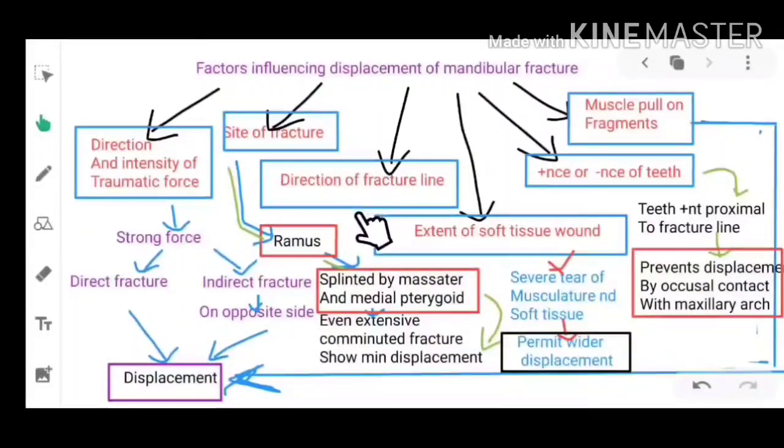Now, direction of the fracture line is another factor. Then, extension of the soft tissue wound, with severe tearing of musculature and soft tissue, leads to wider displacement of the fragments. Now, presence or absence of teeth. If teeth are present proximal to the fracture line, then they prevent displacement of the fragments by occlusal contact with the maxillary arch.